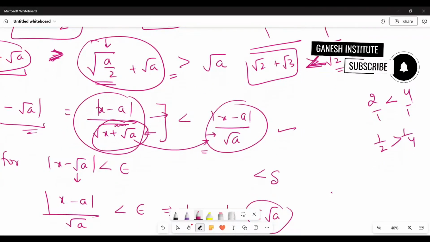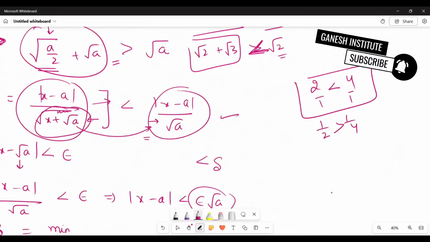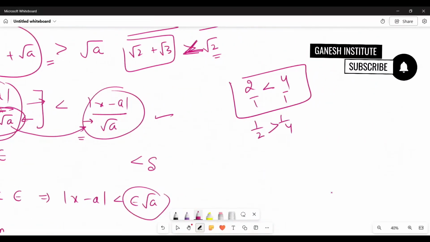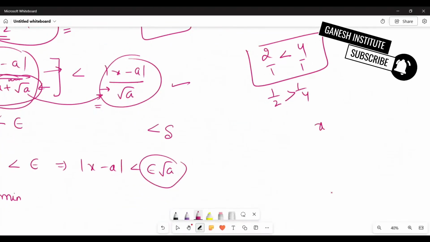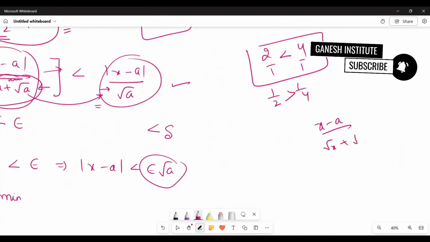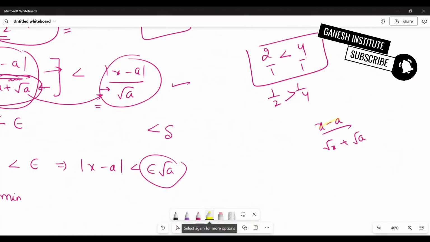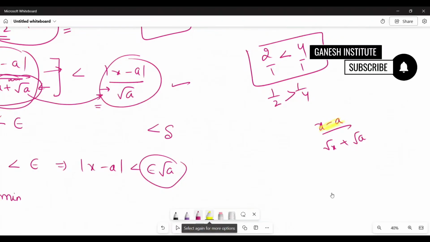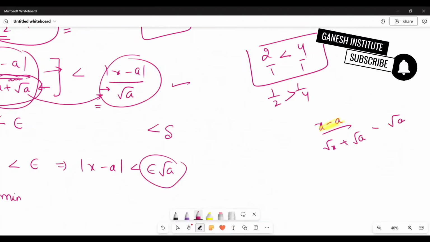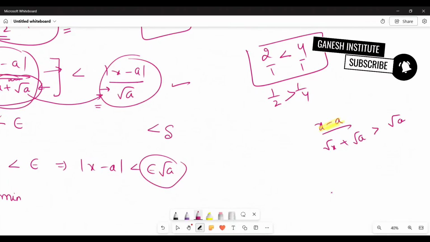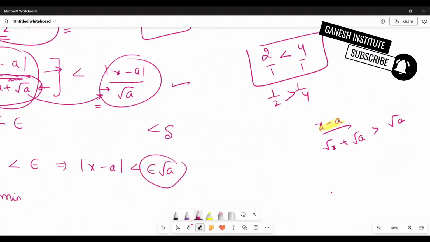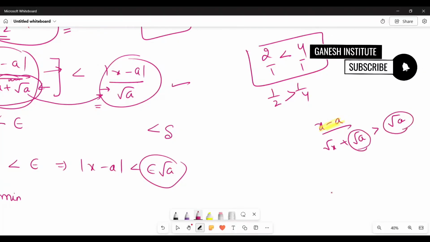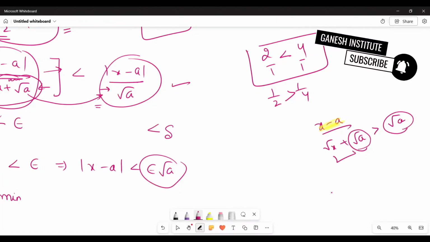I don't get it. See, you have this. Initially, you had x minus a upon root x plus root a, right? Just at the moment, don't see the numerator. If here you have root a, of course, this is greater, right? Left side, because it is only root a here, but it has something adding to it, which is also a positive number. So it is, of course, greater.